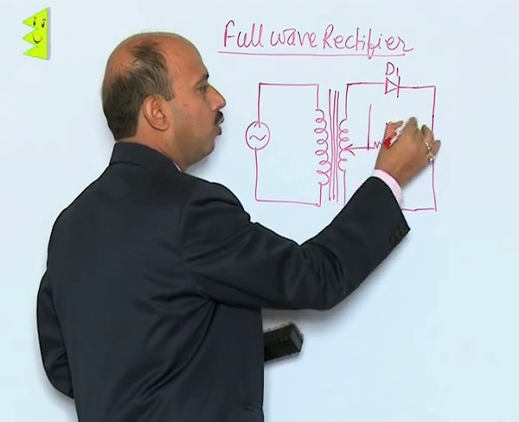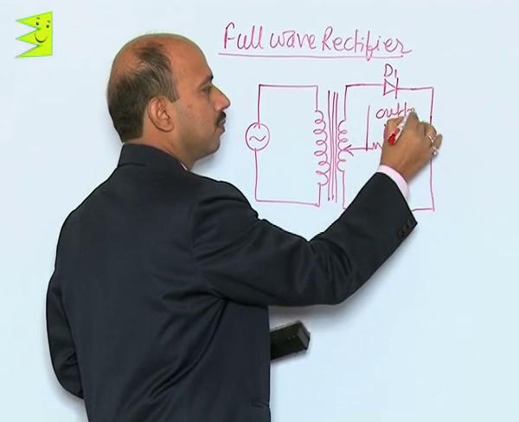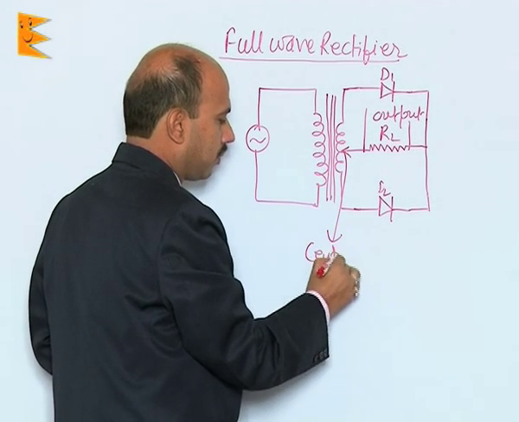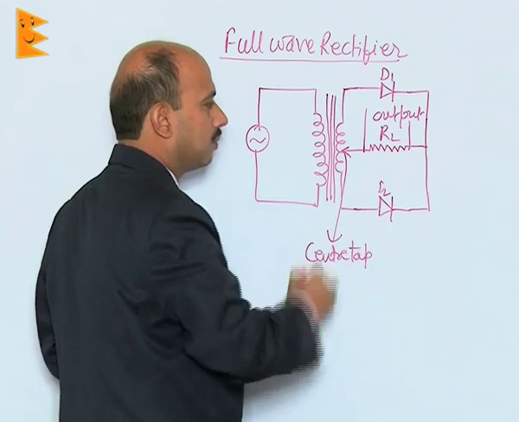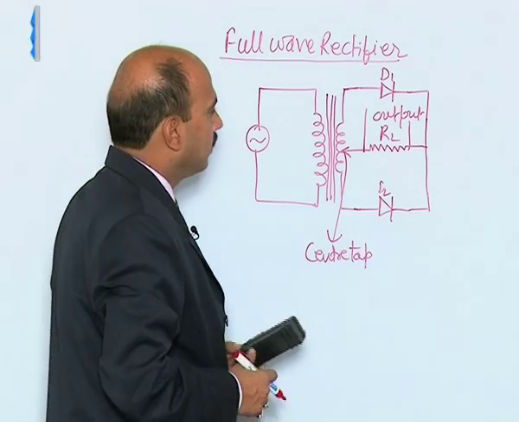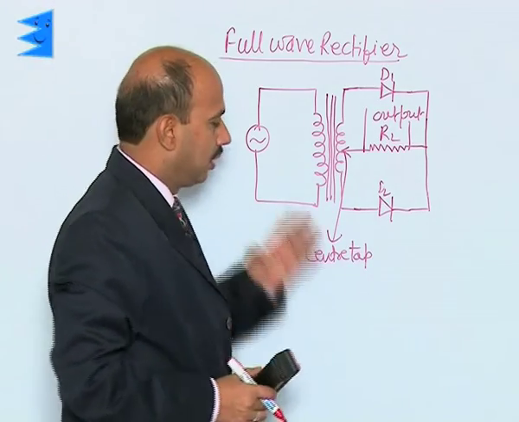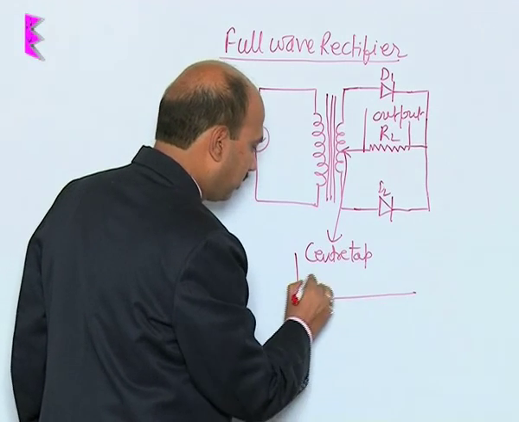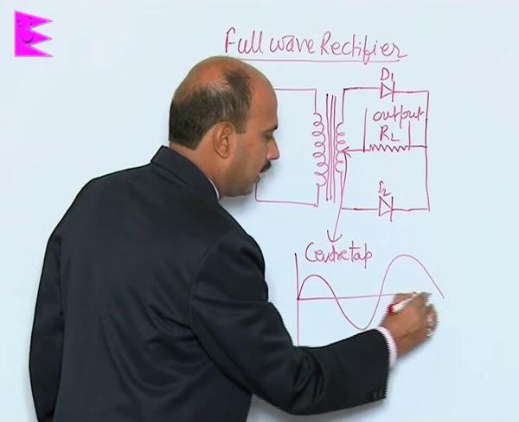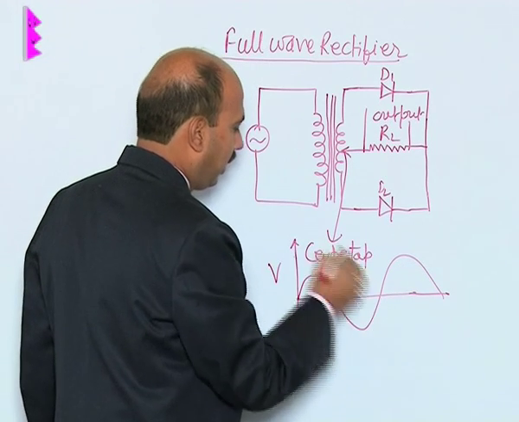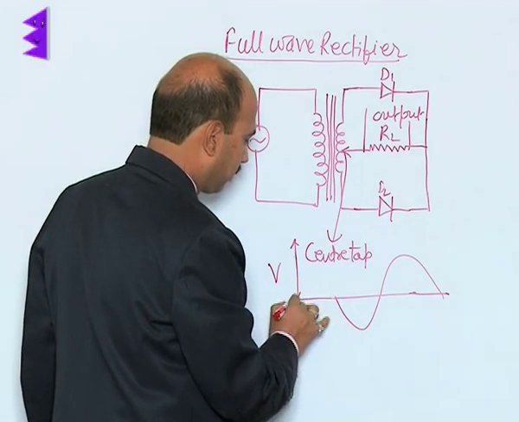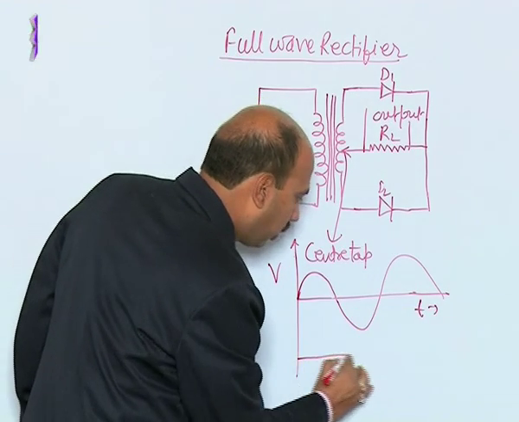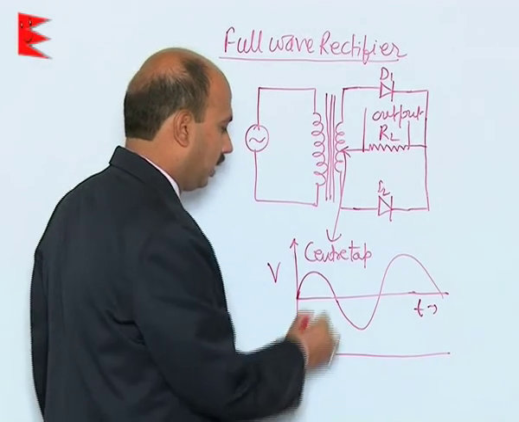So, we get output over here, and this point is known as the center tap. Now, see what happened in this case. If we look at the graph, suppose I am taking the input graph in this way, this is V and T, this is T here. I can draw only the output graph also in this case.